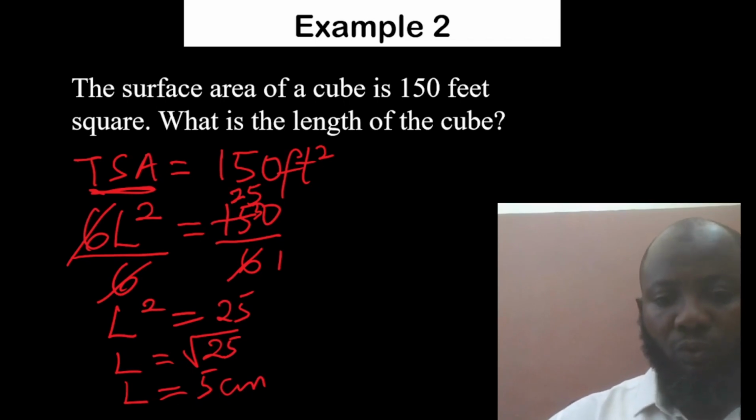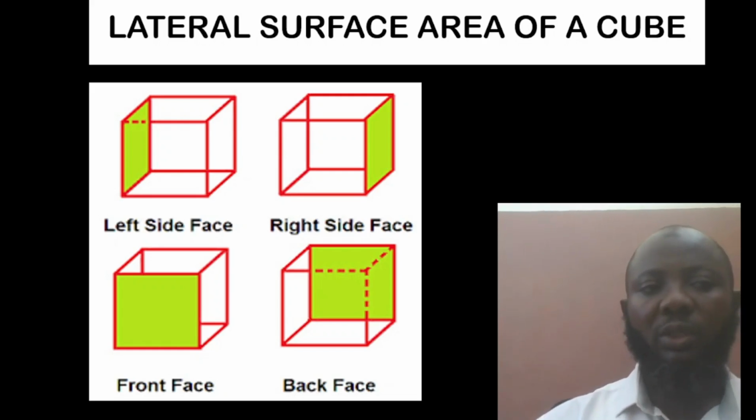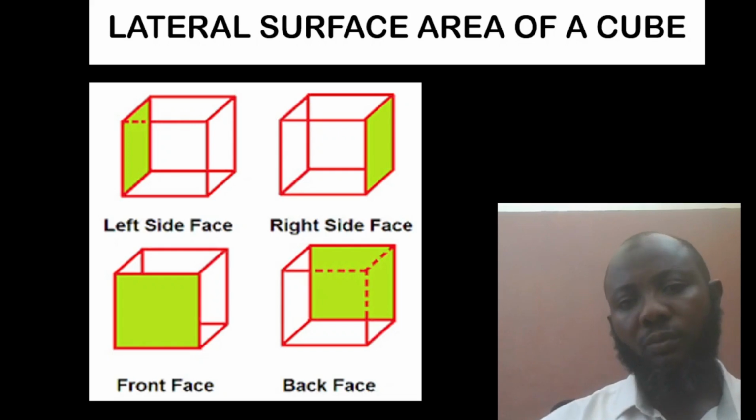Let's now move to lateral surface. Lateral surface of a cube now. When we talk about the lateral surface of a cube, we are talking about the total surface excluding the top and the bottom. I repeat again, excluding the top and the bottom.